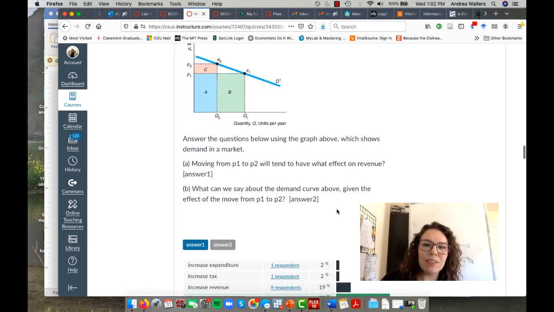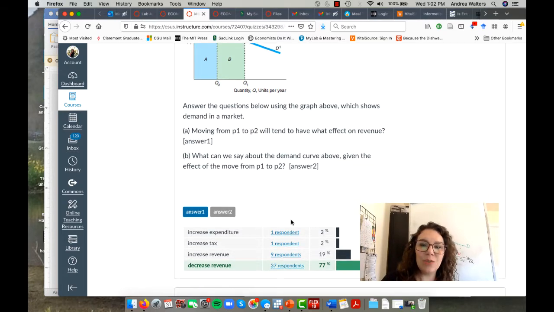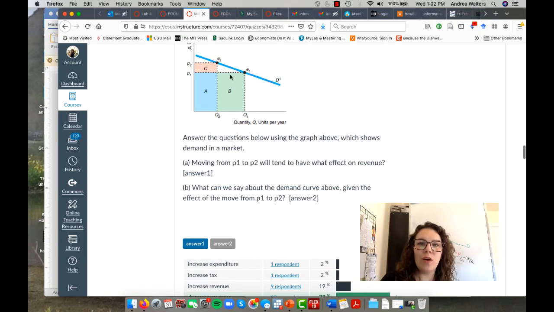And I think B is obviously bigger. So if we move from P1 to P2, what is the effect on revenue? Are we going to see an increase in expenditure, an increase in tax, an increase in revenue, or a decrease in revenue? The answer is a decrease in revenue, right? Revenue for the company here is going to tend to decrease because of the flatness of the curve. Because it's a very elastic demand good, we're going to see that a small price change is going to have a big effect on quantity demanded. So raising prices is going to really reduce the quantity demanded.